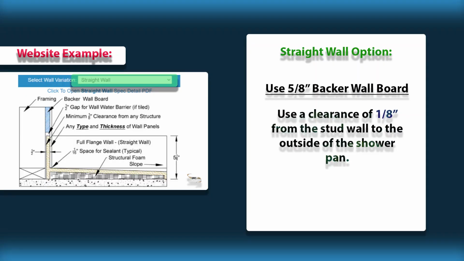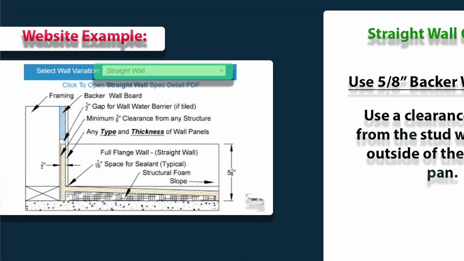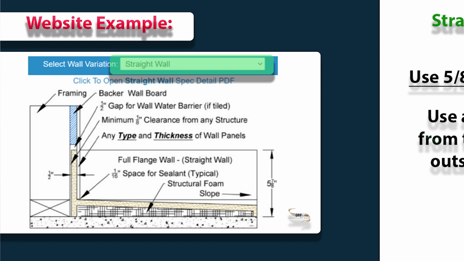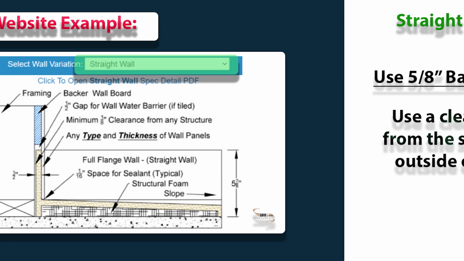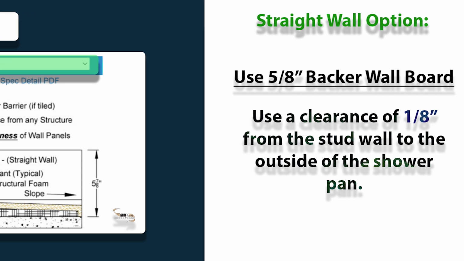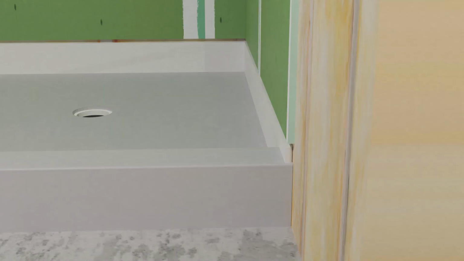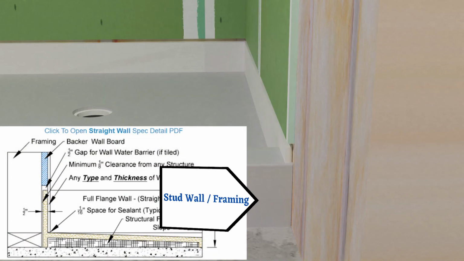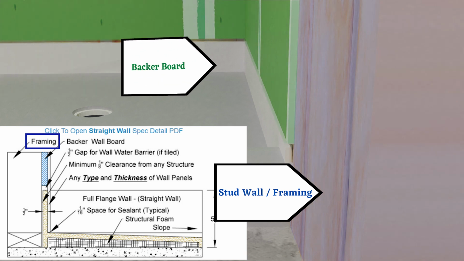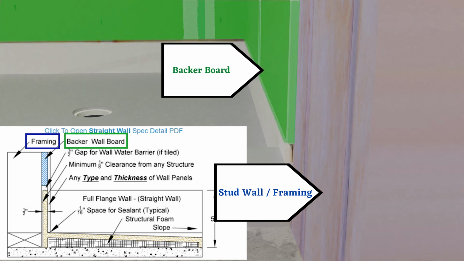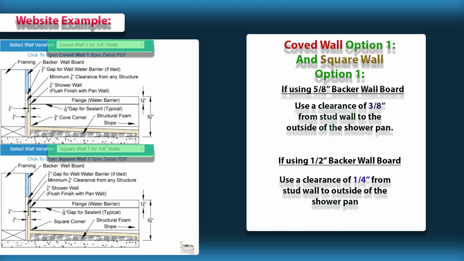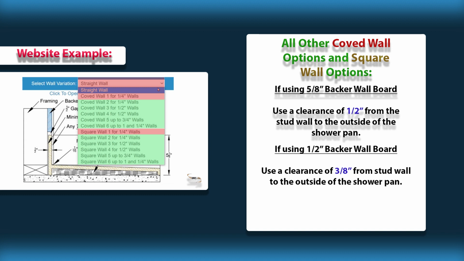If you have decided on which wall variation you would like to use, you can follow the guide on your screen on how to measure for each wall variation. You will notice the website example on the left with the wall variation selection highlighted in green, followed by the instructions on how to measure for that variation on the right. Essentially, the two things you will need to know are the stud wall or framing positions in your space and the backer board thickness and position. When you have decided on the wall variation you would like to use, you can measure your space using these outlines and subtract the clearance recommendation from each side of your total measured space.